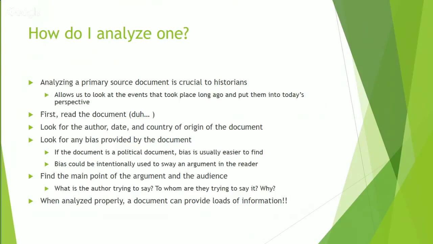So how do we analyze one? A primary source document is crucial to historians because it allows us to take things that happened in the past and put them into a frame of a viewpoint from today. The first thing you would do would be to read the document, which is kind of obvious. I shouldn't have to put it in here, but you'd be surprised at how many people just skim through a document and don't actually read it, and they miss a lot, and then they don't understand the document.